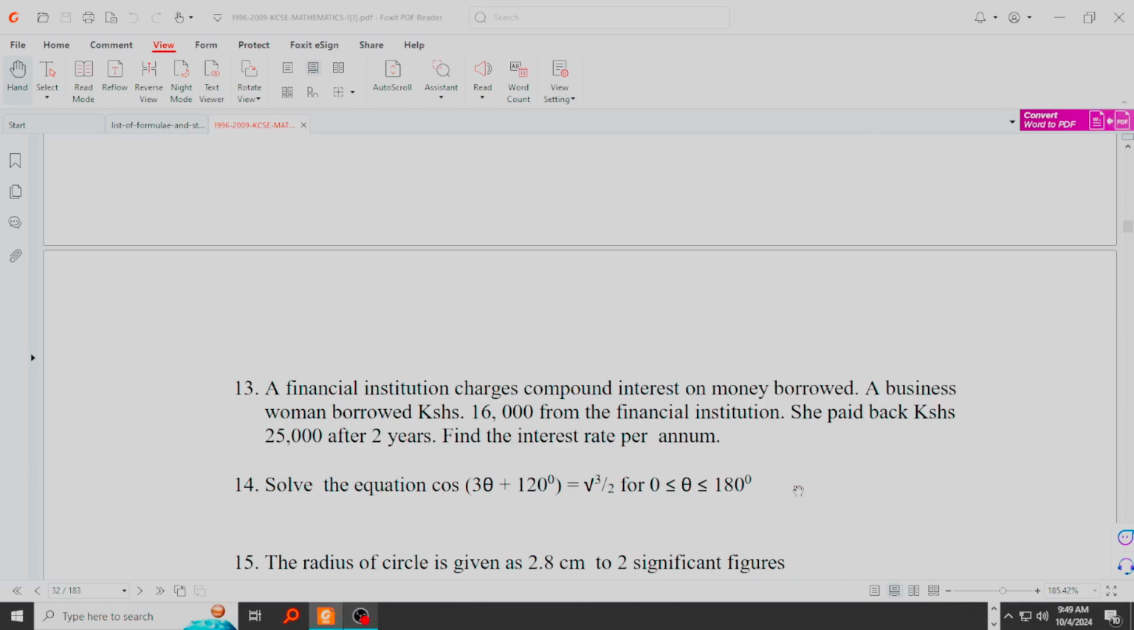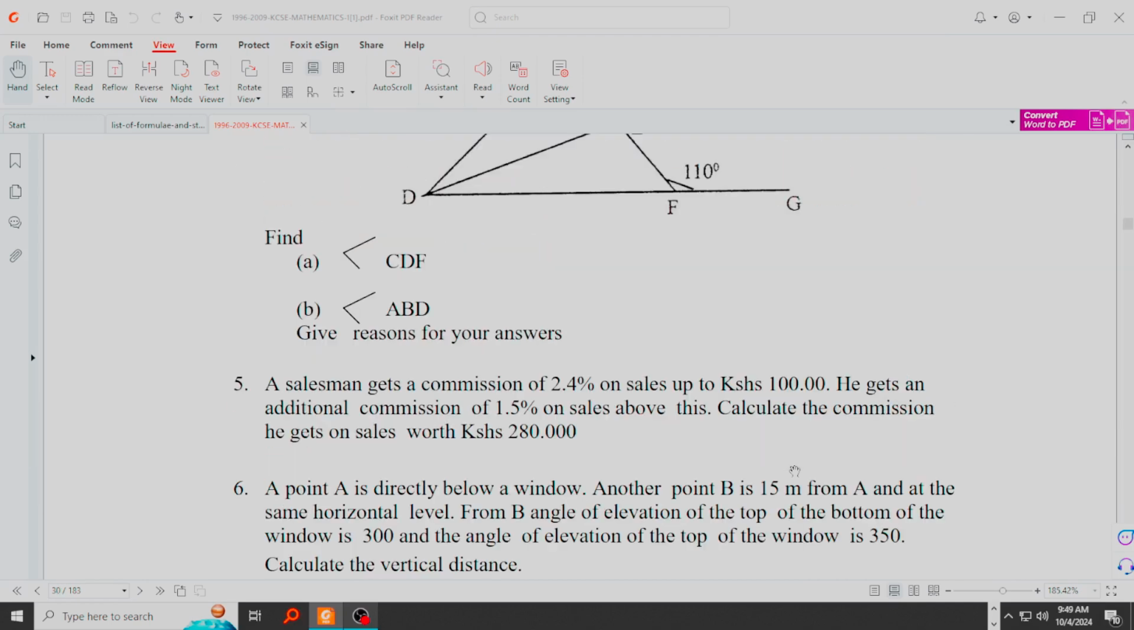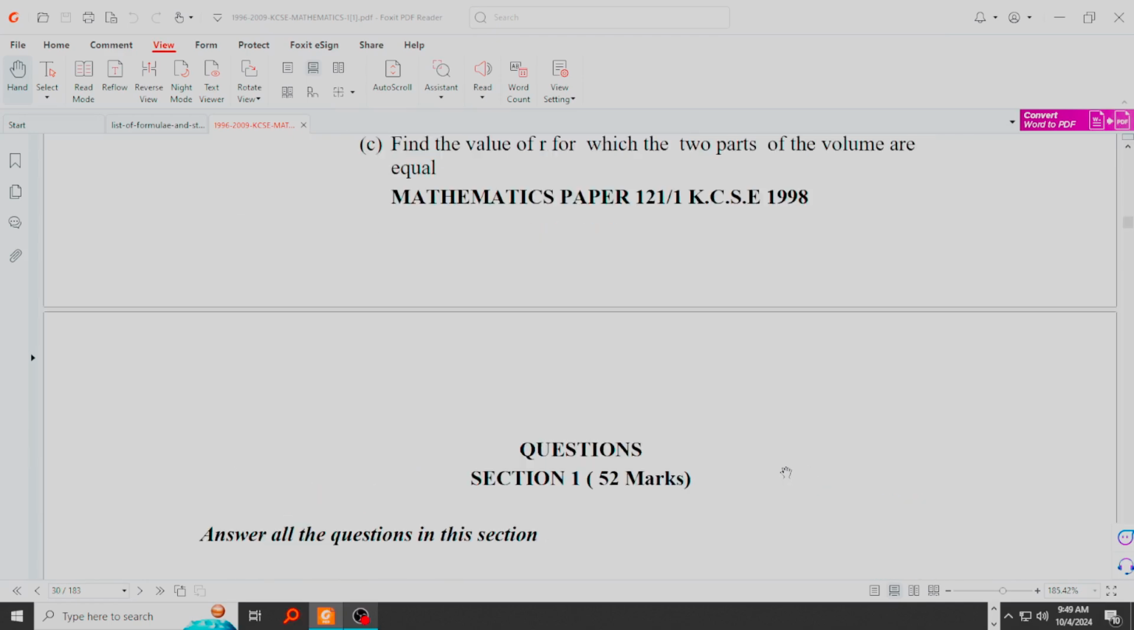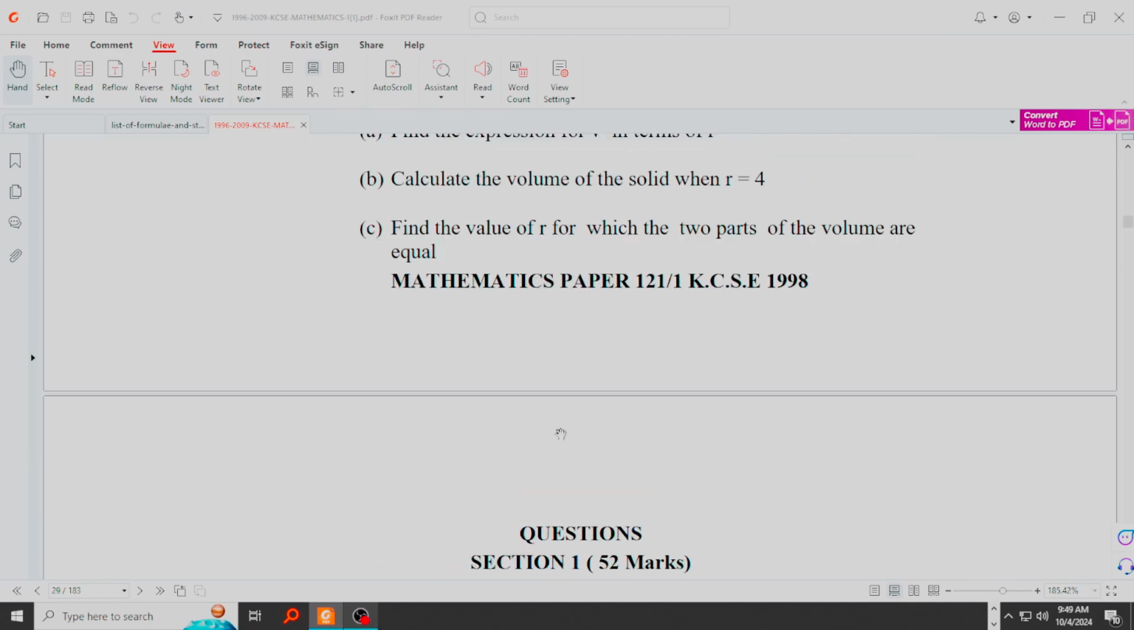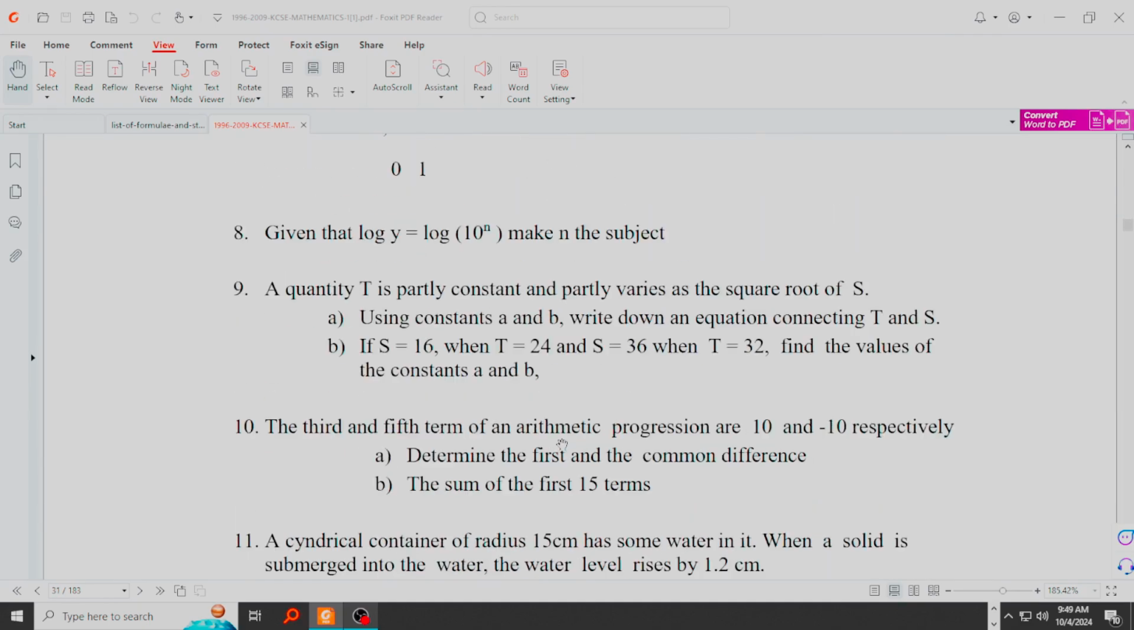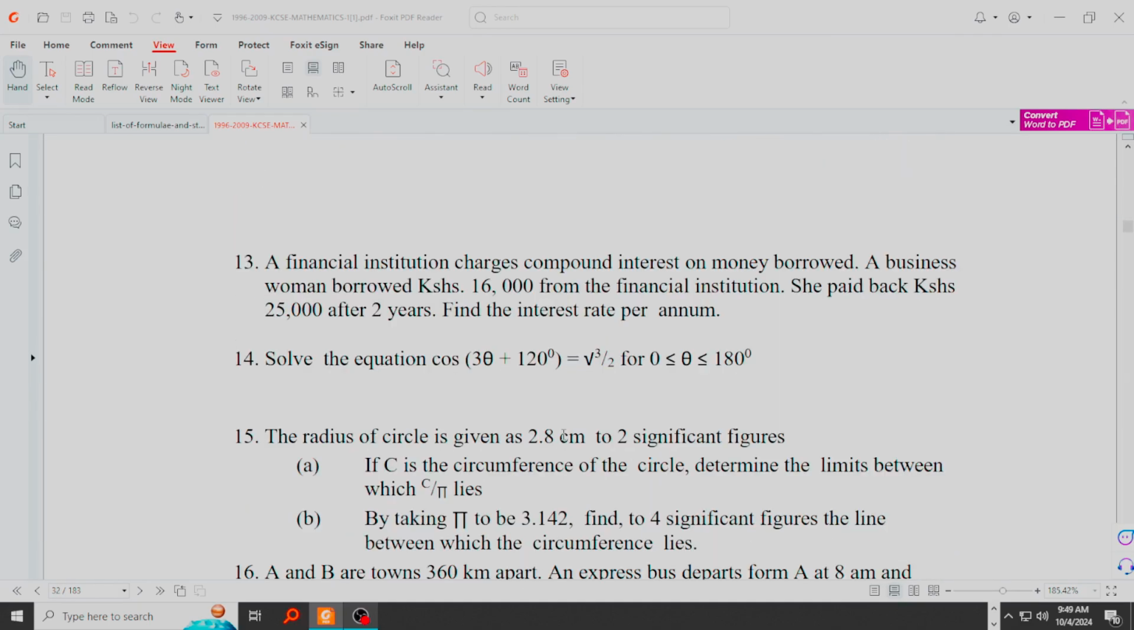Hello, the question of concern is 1998 KCSE paper 1, and the question that we are interested in is question 14, which reads: solve the equation cos of (3 theta plus 120 degrees) equals root of 3 over 2, and theta should lie between 0 and 180 degrees. So let's consider the solution.